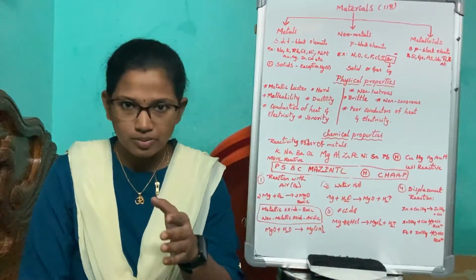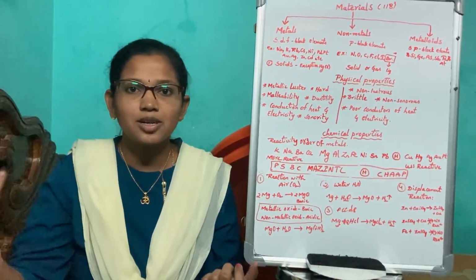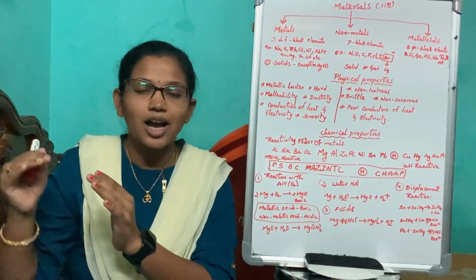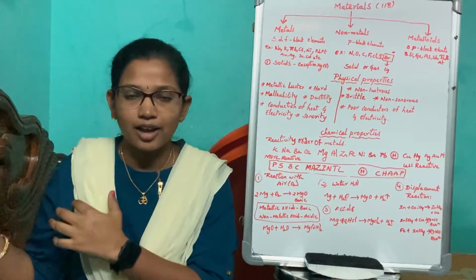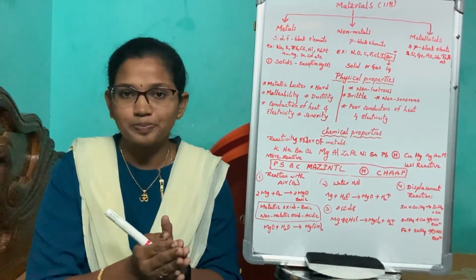All S block, D block, and F block elements show the properties of metals. P block elements show the properties of non-metals, and 8 of them have the properties of metalloids. Let us see what the properties are.